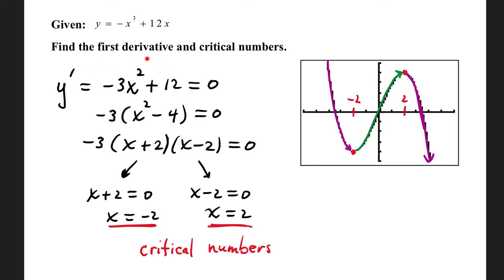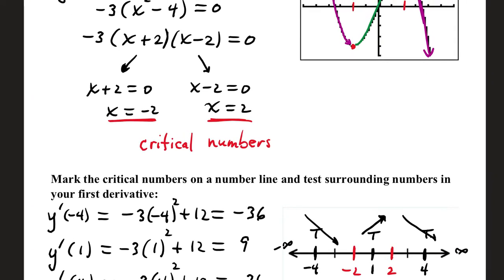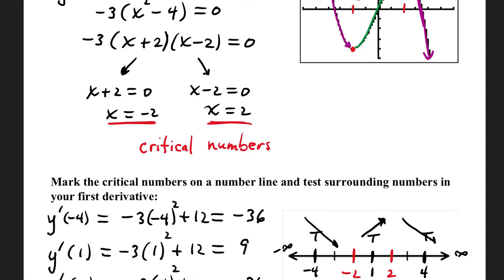Remember, our first derivative is negative 3x squared plus 12. So as we progress through the problem, I'm going to mark the critical numbers of negative 2 and positive 2 on this number line. We have to pick test numbers between and around those criticals. A convenient number between the criticals would be 0 or 1. In class, we chose 1. A number smaller than -2, we picked -4. A number larger than +2, we picked +4.